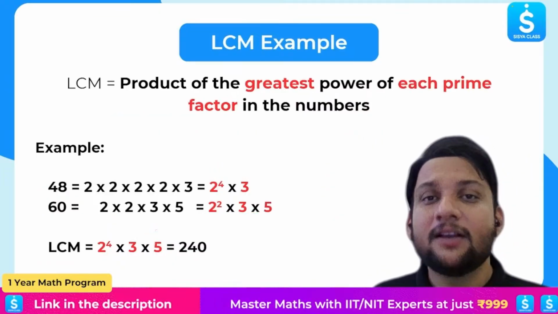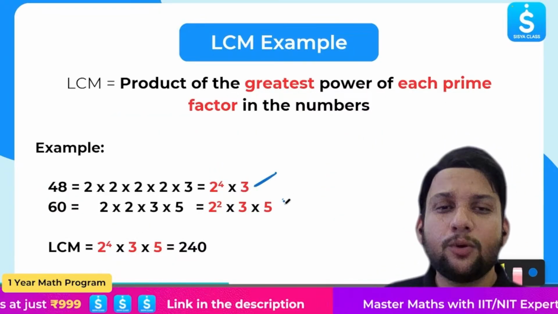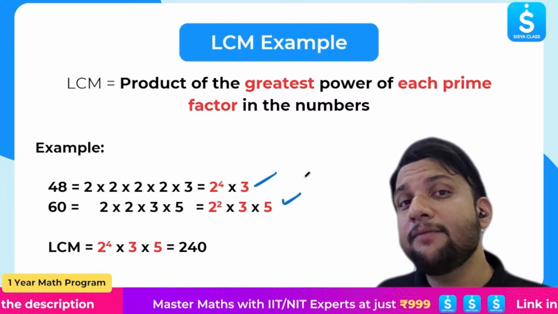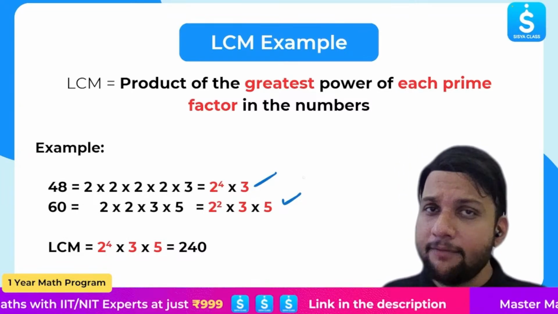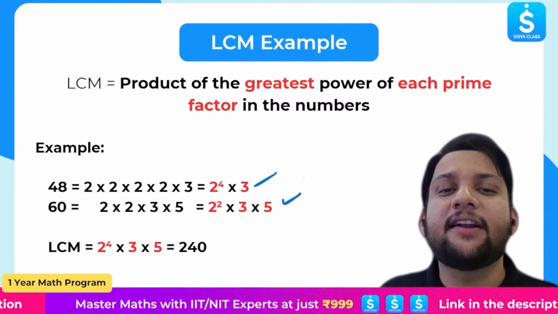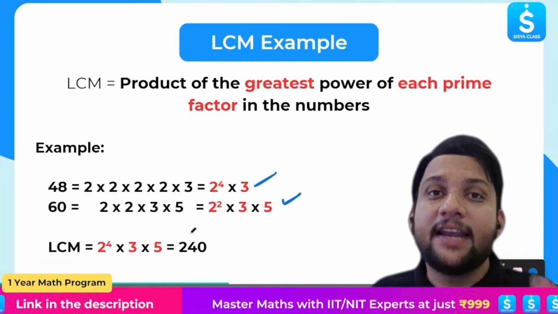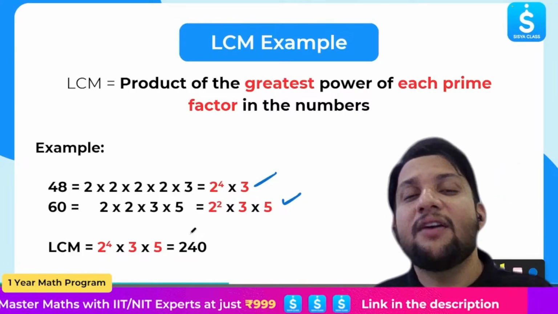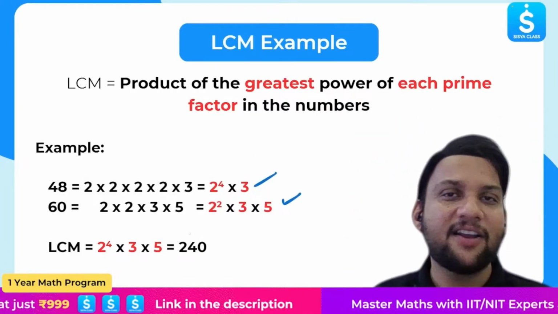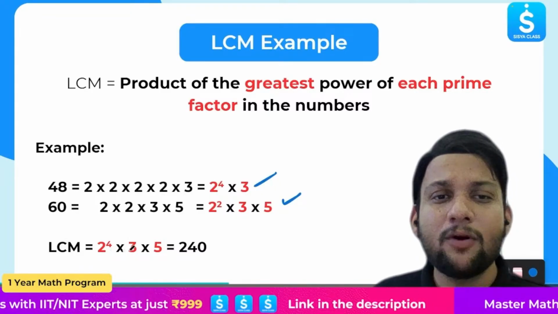Let's move to LCM. For LCM, see, prime factorization is done: 2 raised to power 4 times 3, and 2 squared times 3 times 5. But for LCM, we have to again consider prime factors, but we have to consider every prime factor that you can see. I can say 2, 3, 2, 3, 5. I write 2, 3, 5. Next, since it is LCM, least, we have to consider the greatest power. The greatest power of 2 is 4. So I write 2 raised to power 4 times 3 times 5.